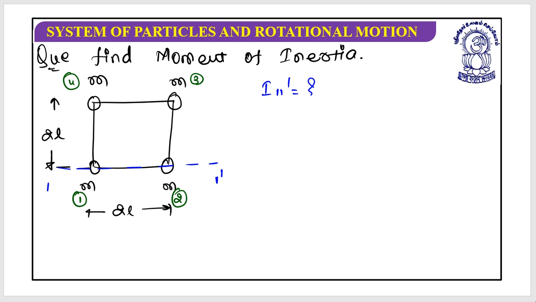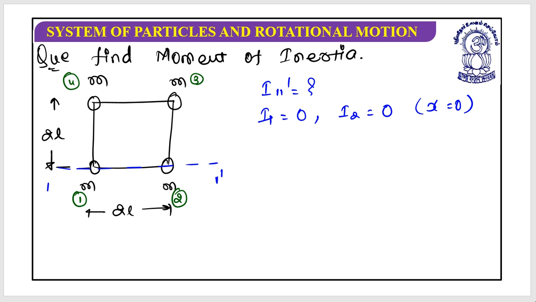Moment of inertia due to the first mass would be 0. Moment of inertia due to the second mass would be 0. Why? Because the perpendicular distance is 0, since they are on the same rotational axis through which the system is going to be rotated.